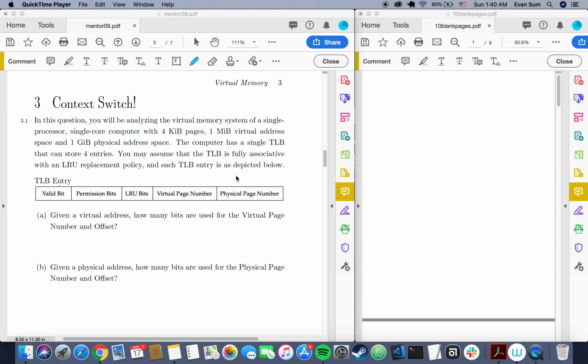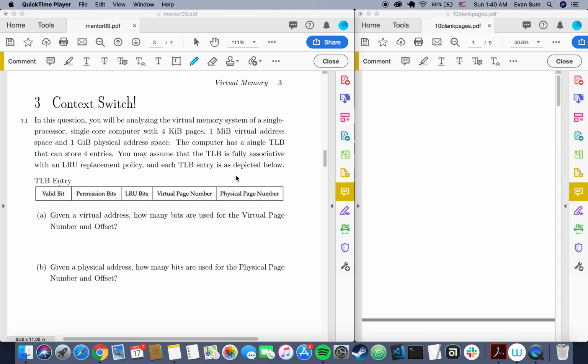Okay, hello. So in this video we're going to be doing CSM 61C Fall 2019 Problem 3 on Worksheet 9, which is virtual memory. This problem is called context switch, so you can probably guess that we're going to be doing something with context switches.